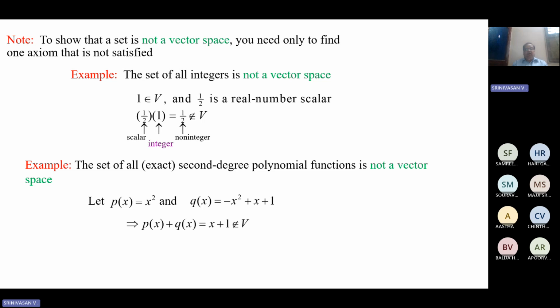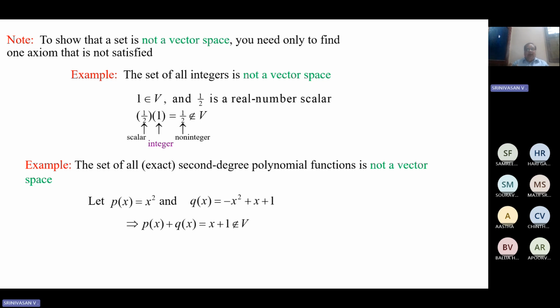Now, the set of all second degree polynomial functions is not a vector space. There might be second degree polynomials where you can verify the axioms, but even if there is one instance where you can prove that it is not the case, you can generalize it. For example, here you take p of x equal to x square. It's a polynomial, isn't it? And q of x equal to minus x square plus x plus 1.